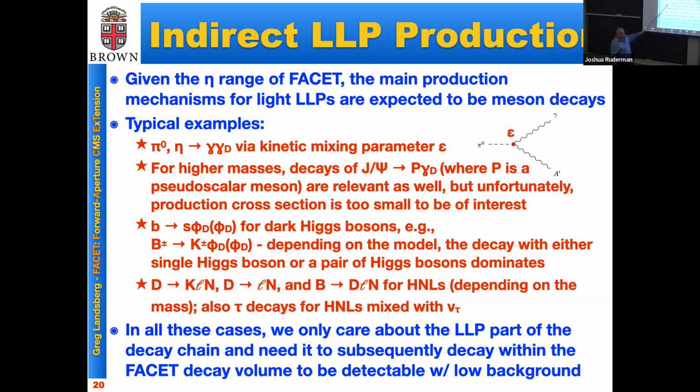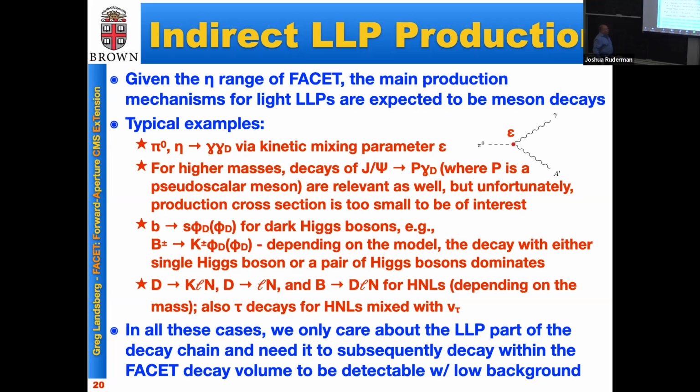For instance, if you look for dark Higgs, it would be coupled with heavy quarks, and you will look at the B meson decay, B to S transition with a single or pair of dark Higgses, so B to K pi, for instance. And for the heavy neutral leptons, we could use charm and B decays as the source, just like normal semi-leptonic decay, except that you replace the neutrino with the heavy neutral lepton.